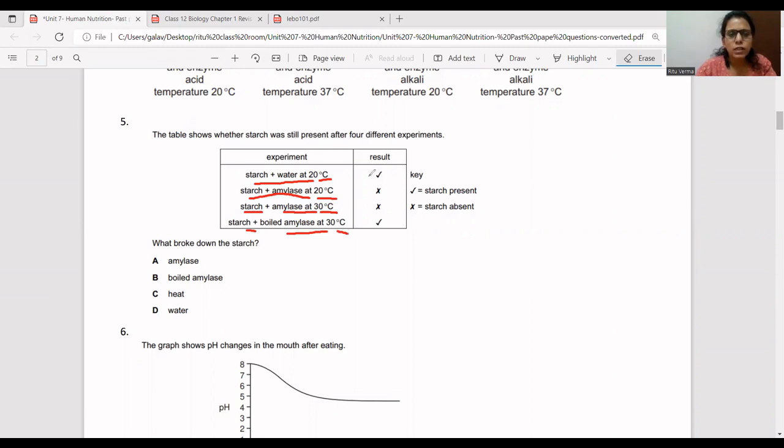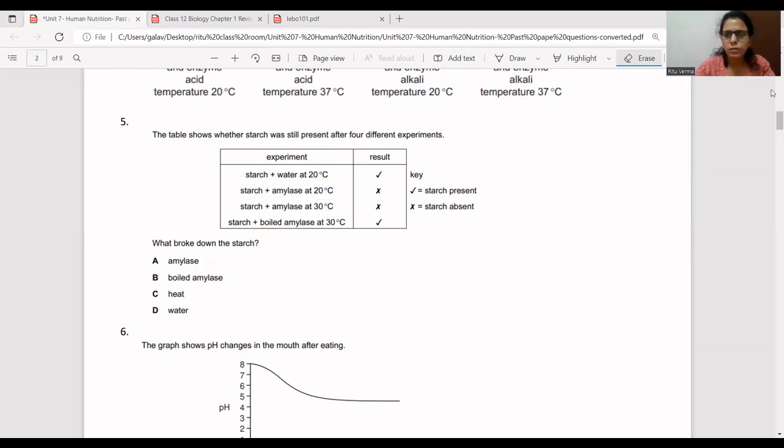If you see here, in the first case starch was present, obviously. In the second case no starch was present. In the third also no starch was present, and in the fourth case starch was present, as boiled amylase was taken. We already know that if we boil any enzyme, if we put an enzyme under high temperature conditions, then the enzyme gets denatured. That means the enzyme loses its shape and structure, hence it cannot digest any starch. Now, what broke down the starch? So here the correct answer is amylase, option A.